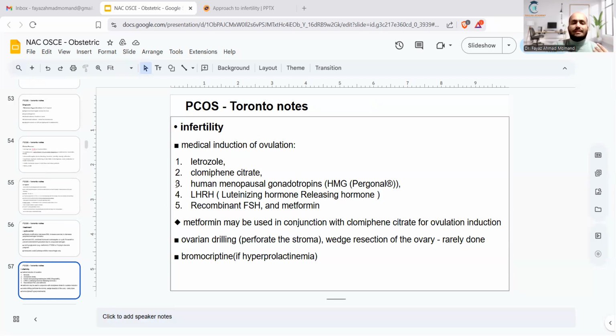All right, so there are some other options like resection of the ovary. Those are done rarely. The surgical treatment is very rarely done for causing a patient to get pregnant. We can try bromocriptine if they have hyperprolactinemia with it. Bromocriptine is a prolactin antagonist, or it blocks the effects of prolactin.